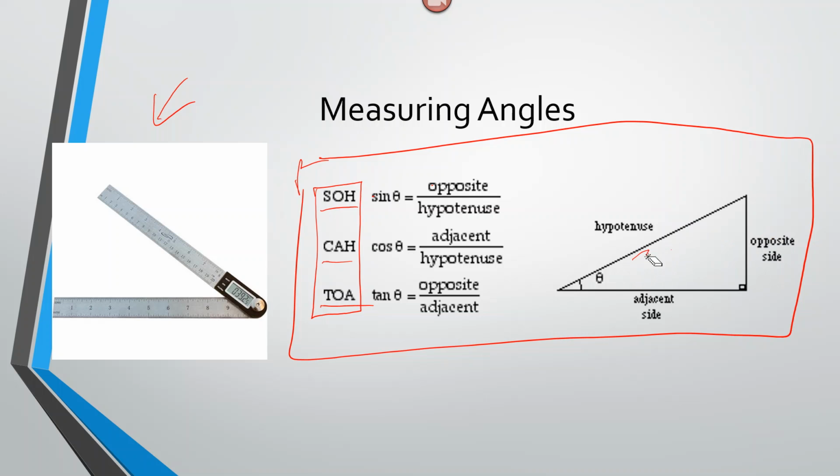You also have cosine, which is the length of the adjacent side divided by the length of the hypotenuse. And you also have tangent of theta, which is the opposite side divided by the adjacent side. So what if we want to find theta and we know opposite and adjacent? Well, that's pretty easy.